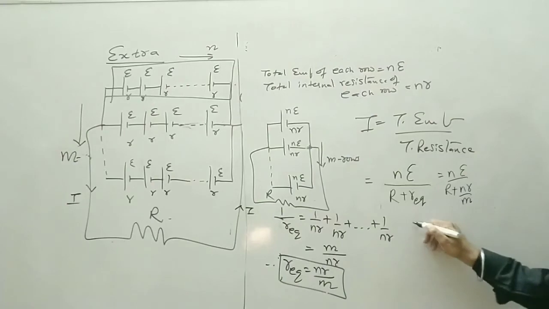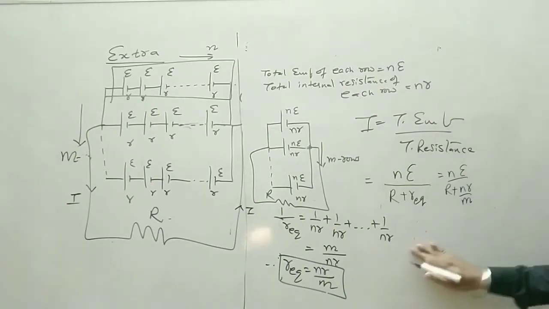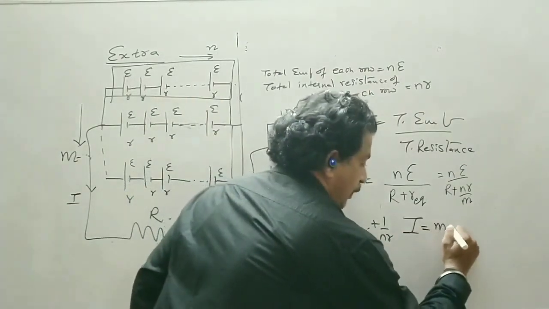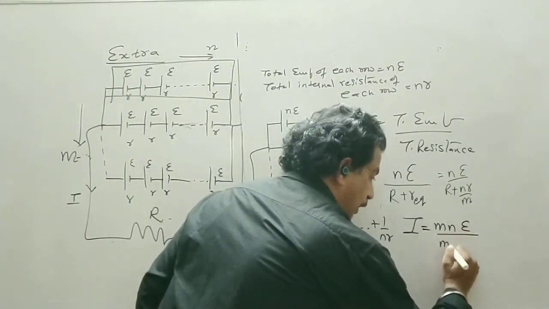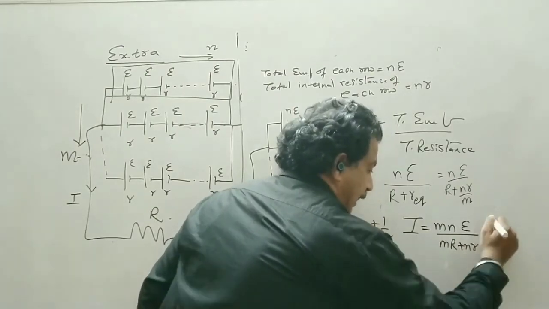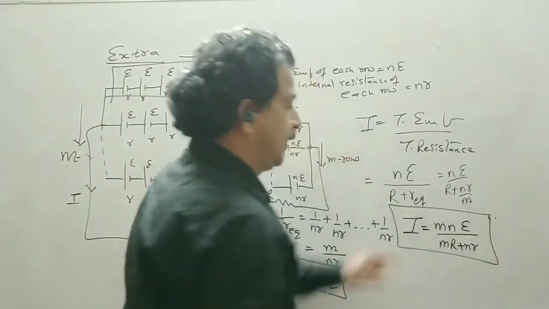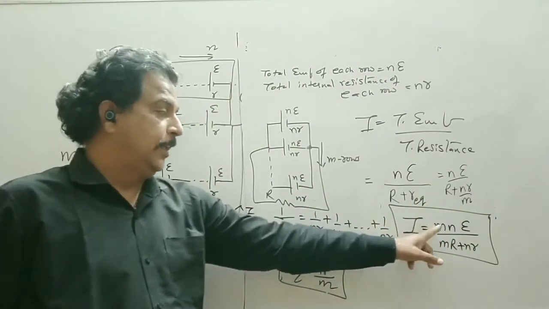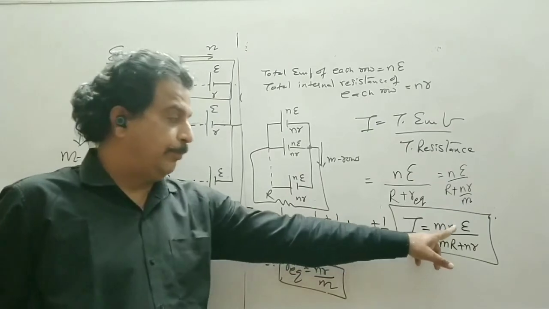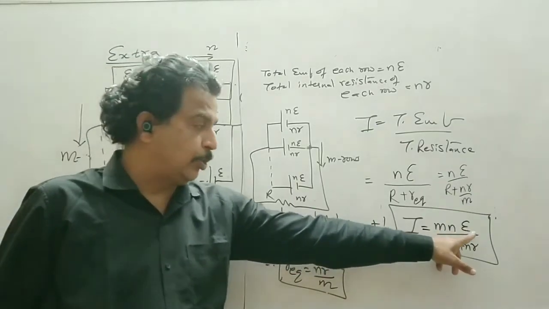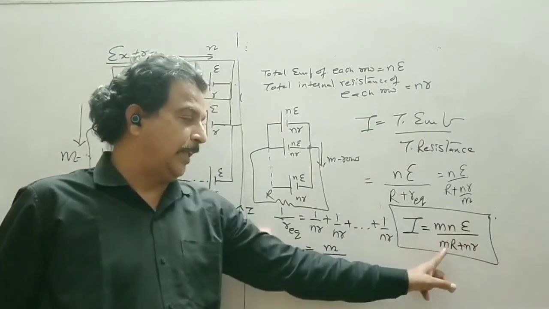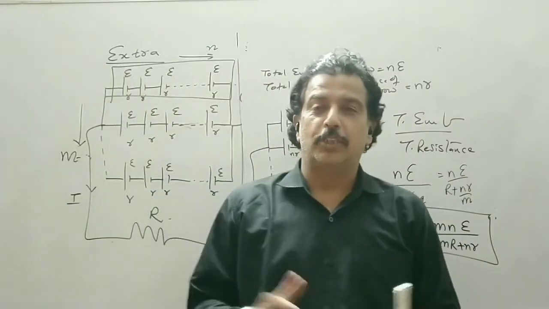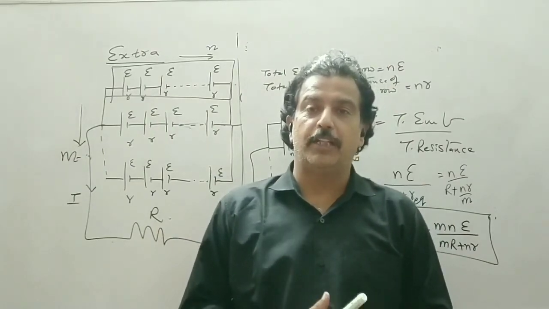Now if I take the LCM, I is equal to mnE upon mR plus nr. This is by taking the LCM. So total current in the circuit is number of rows multiplied by number of cells into individual EMF divided by number of rows into R plus number of cells into small r. So this is called the mixed combination of the cells.